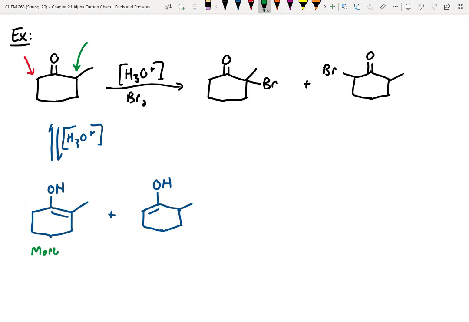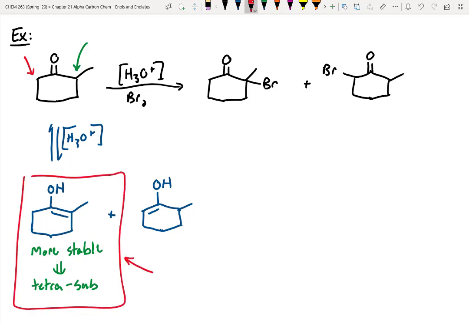So let's make a note. So more stable because it's tetrasubstituted. Whereas over on this side, this alkene only has 3 substituents coming off of the alkene, so it's going to be less stable. So this really tells us that over here, this is the more likely pathway. Meaning it's energetically more favorable.